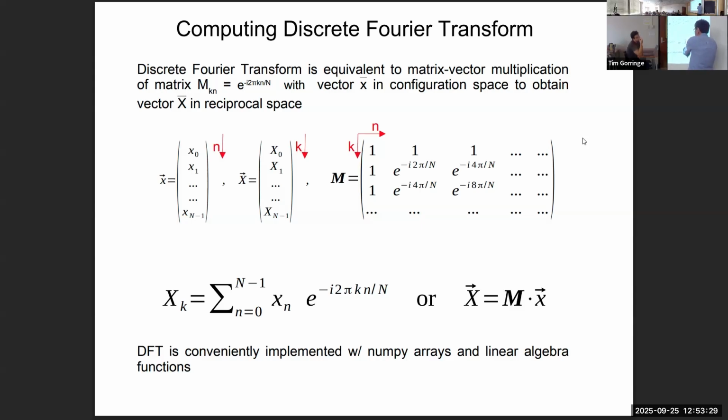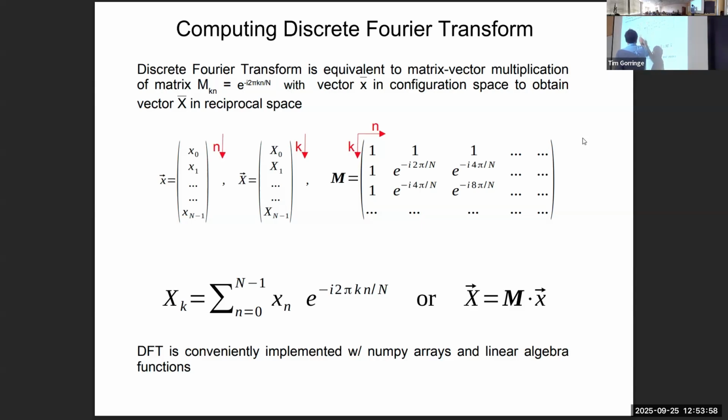Because we can then write the Fourier transform, which on the last slide we wrote in this form over here on the left, in this simple way over here on the right, as the product of a matrix times the time domain data to give the frequency domain data. So this is very handy to implement in Python with NumPy.